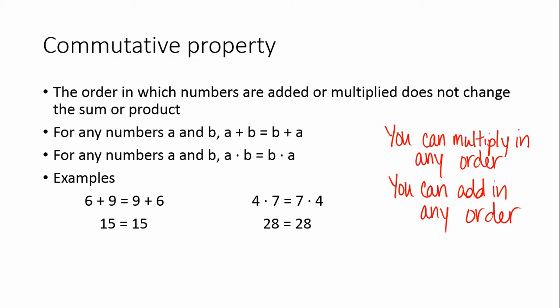So in the 2 examples, we have a plus b would give you the same answer as b plus a. Also, a times b would give you the same answer as b times a. And you can see in the 2 examples, 6 plus 9 and 9 plus 6 both give 15. 4 times 7 and 7 times 4 both give 28.